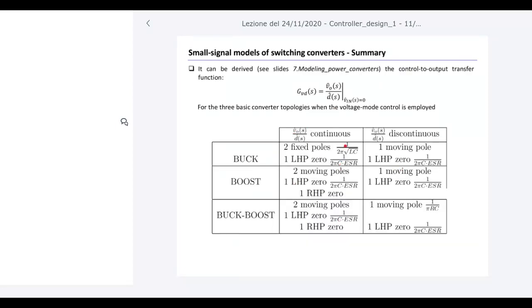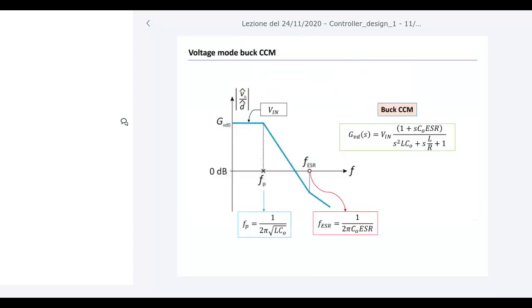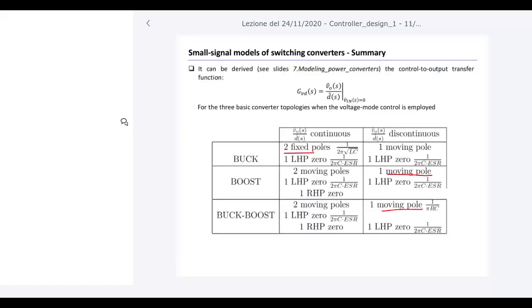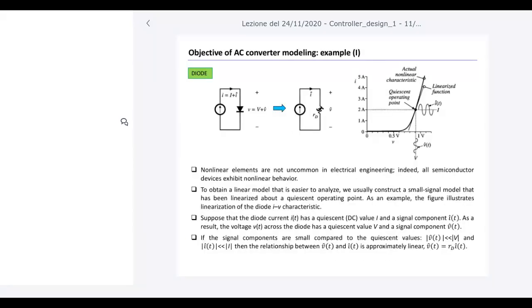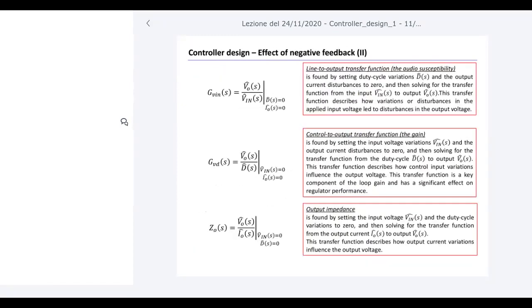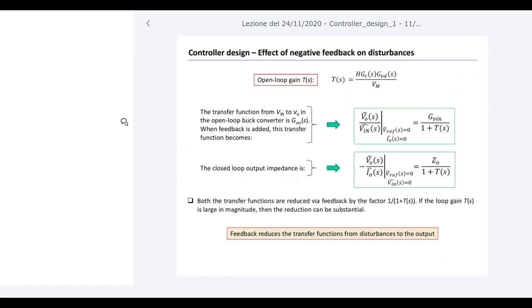Okay, for example, the fact that you have fixed poles for the buck CCM, moving poles for the boost discontinuous, exactly here. Of course, in this table you have the result for all the possible operations of the buck, boost and buck-boost, both in CCM and DCM. But what I'm saying is that typically it's buck CCM, boost and buck-boost DCM. So we find out that we have the loop gain, which is described in this way.